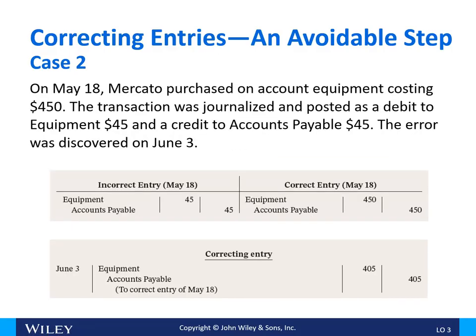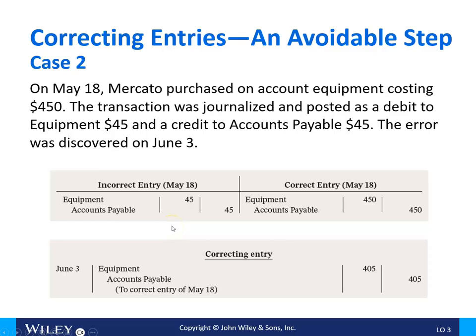Okay. We'll do another example. May 18th, Mercado purchased on account equipment costing $450. The transaction was journalized and posted as a debit to equipment 45 and a credit to accounts payable 45. The error was discovered on June 3rd. So the incorrect entry we did was debit equipment 45, credit accounts payable 45.